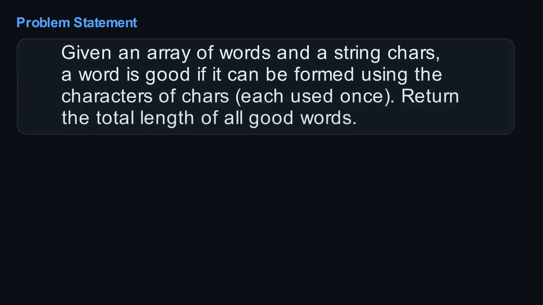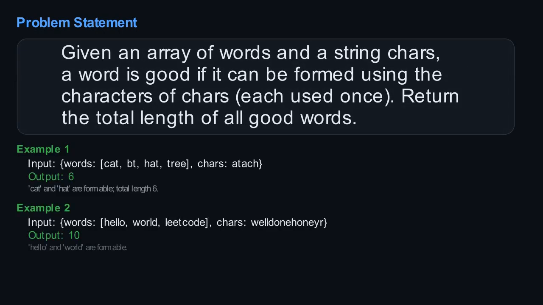Given an array of strings called words and a string of available chars, we need to find all words from the words array that can be formed using only the characters in chars. Each character from chars can be used at most once for each word. Our final output should be the sum of the lengths of all such good words. For example, if "adach" are the available characters and "cat" is a word, we can form "cat".